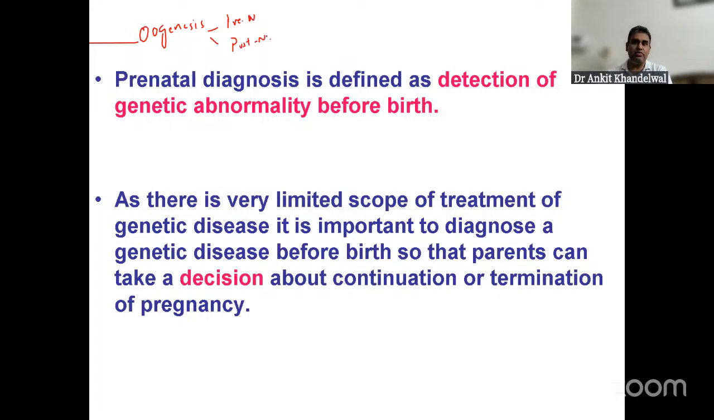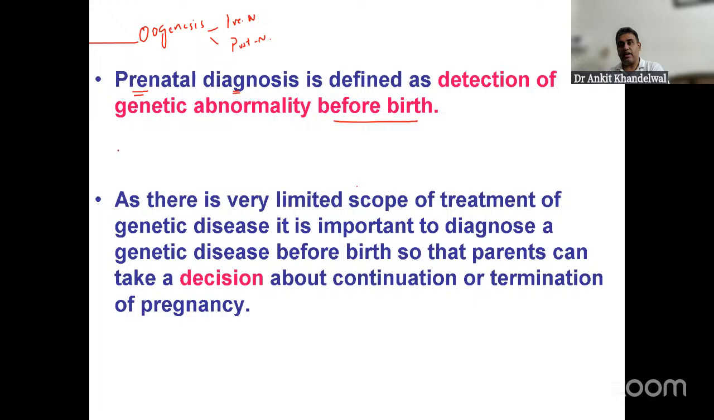So prenatal is before birth. Therefore, prenatal over here determines that investigation before birth. So prenatal diagnosis is defined as detection of genetic abnormality before birth. Prenatal, natal, and postnatal. Listen to it very carefully. This is very important, and this will come in detail once you reach your gynae option.